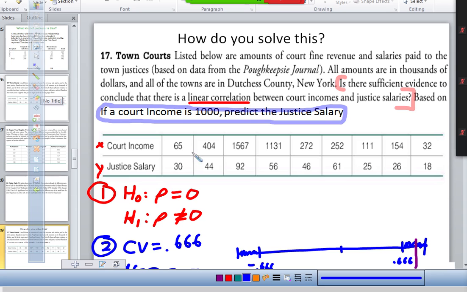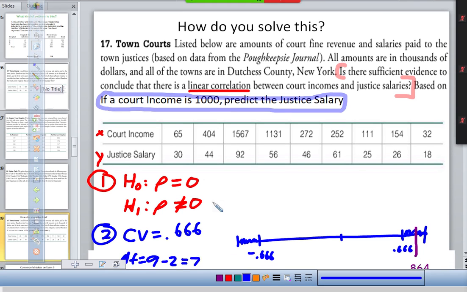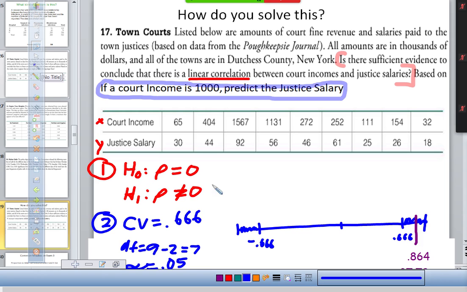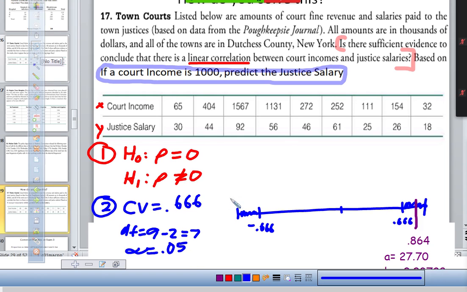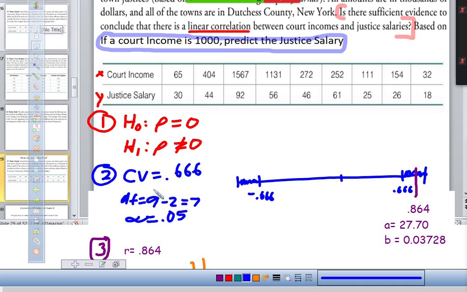All right, so the hypothesis goes like this. Step 1, H0 is rho equals 0. H1 is rho is not equal to 0. Step 2, find my critical value from the PPMC table. I have 1, 2, 3, 4, 5, 6, 7, 8, 9 pairs of data. My degrees of freedom is 9 minus 2, so that's 7.